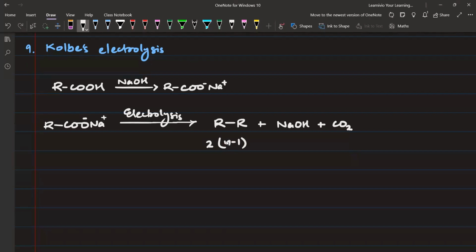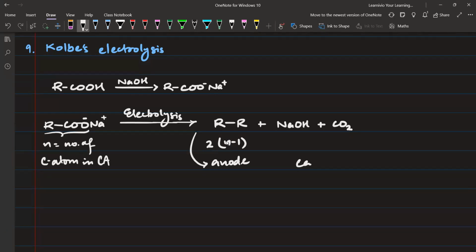2 into n minus 1. Here, what is n? The number of carbon atoms in carboxylic acid. N is equal to number of carbon atoms in carboxylic acid, है ना. तो अगर यहाँ पे 4 कार्बन एटम है तो एक कम कर दीजिए, that is 3, 3 2 the 6, 6 कार्बन एटम का एल्केन आपको मिल जाएगा. This you are going to get in the anode and this you are going to get in the cathode.